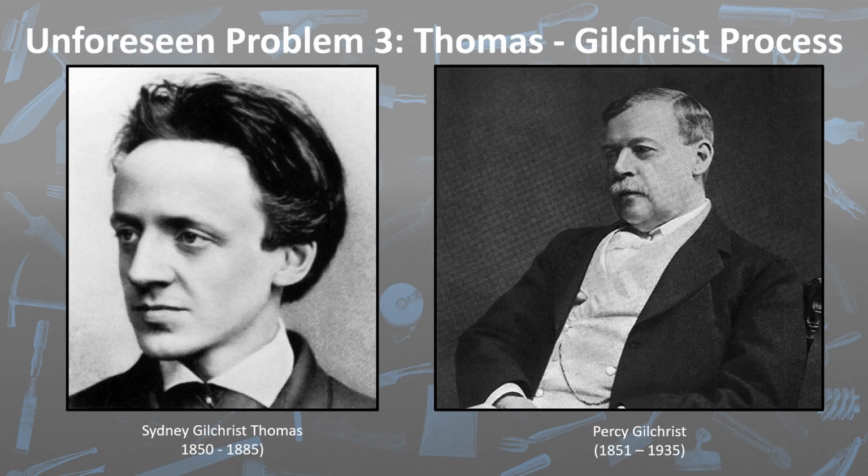Problem 3 was solved by the inventors of the Thomas Gilchrist process. As I mentioned earlier, the metal initially produced by the Bessemer process using phosphoric iron ore was weak and brittle, and ironmasters who had licensed the process from Bessemer reported failure.